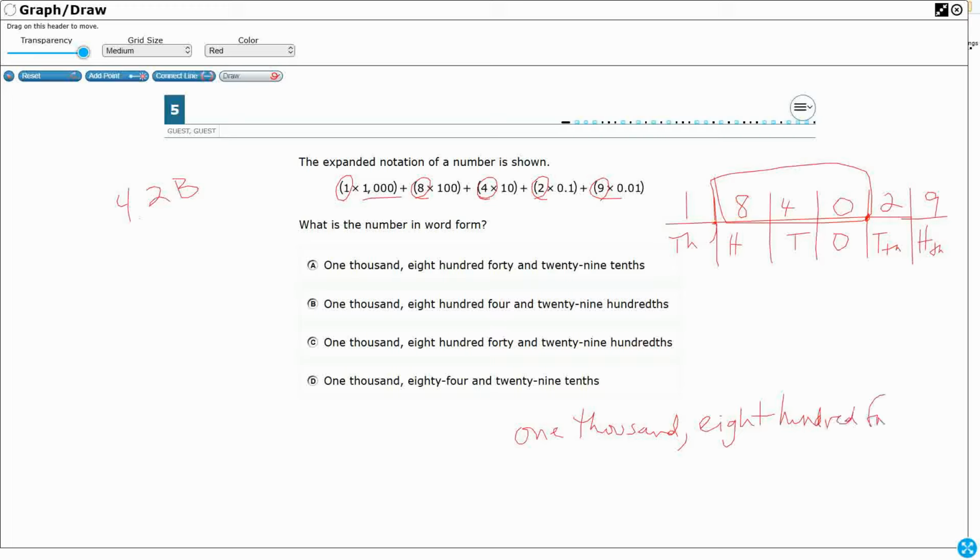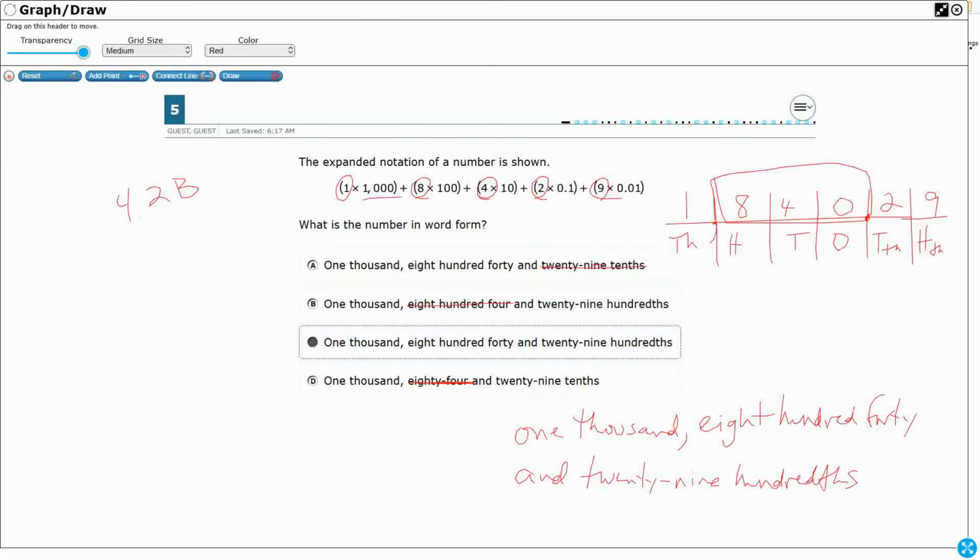And so we'll check to see our answers here. 840, 804. That's incorrect. 840, 84. Okay, so I'm down to 2. And then I've got 29, and then you put that last place value there. 29 hundredths. 29 tenths? No. 29 hundredths. There we go. Our answer is C.